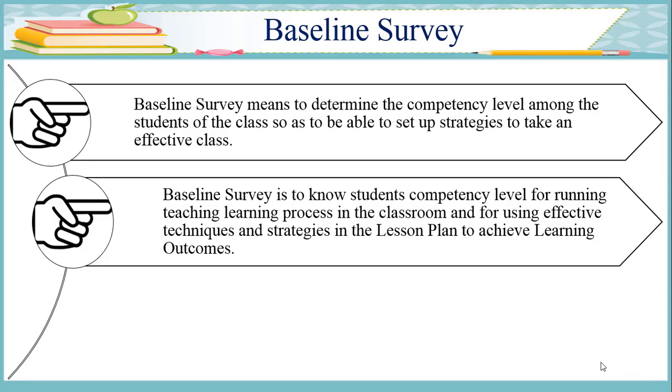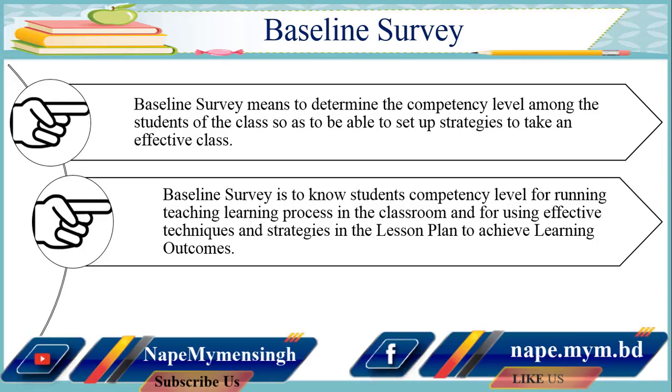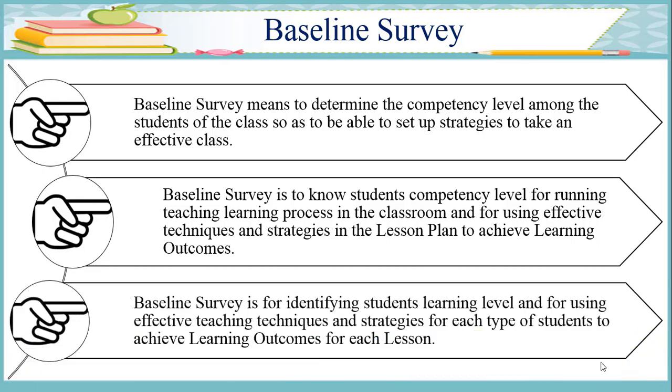So that means we have to identify the competency level of the students for running effective teaching learning process and achieving learning outcomes in the classroom. Or we can say baseline survey is for identifying students' learning level and for using effective teaching techniques and strategy for each type of students to achieve learning outcomes for each lesson. That means whenever we deliver our class lecture, we have to ensure that every student must have achieved learning outcomes, whether the student is weak or advanced or average student or medium student. This is the fact. We have to identify different types of students through baseline survey.